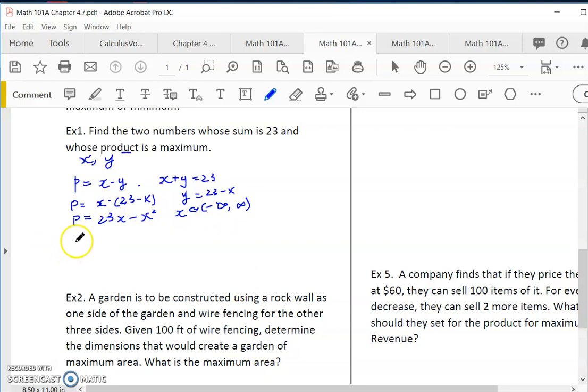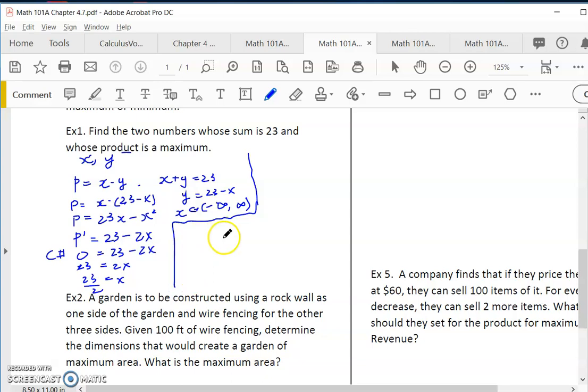How do I find relative maximum and minimum? Or local, I call it local. P prime equal to 23 minus 2x. Critical number, right? Critical number is when P prime is 0, 0 equal to 23 minus 2x, because the critical number could be a relative max or min. So then I solve it. So 23 equal to 2x, x equal to 23 over 2. Okay, so this is one number, and this is a critical number.